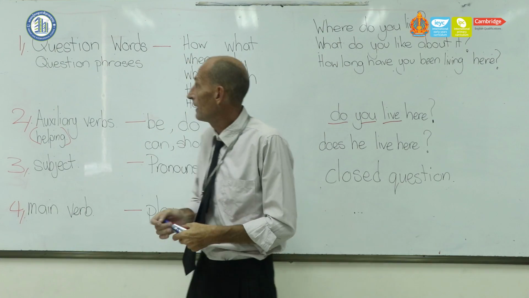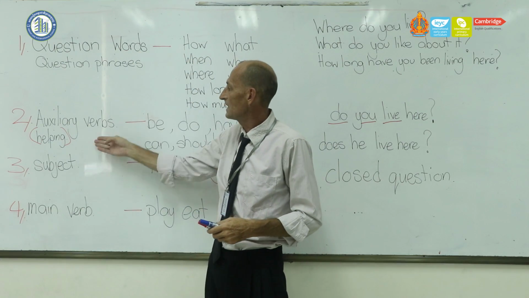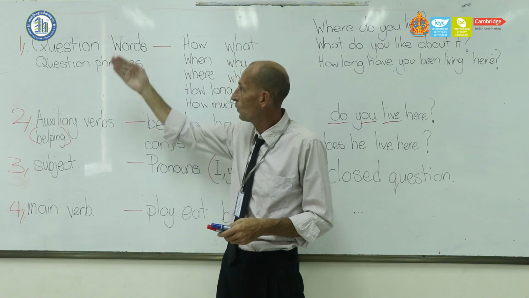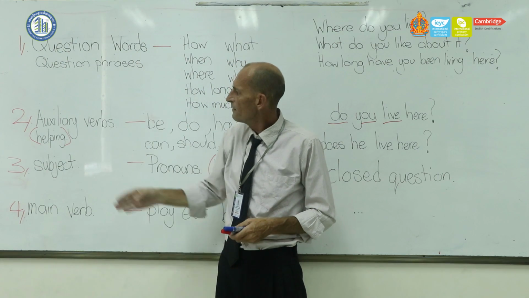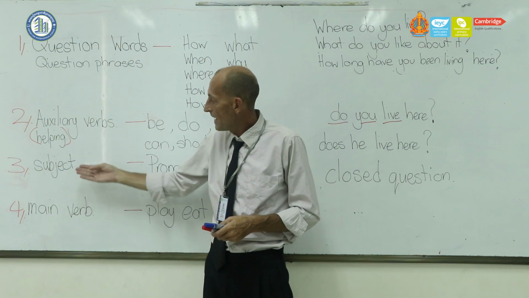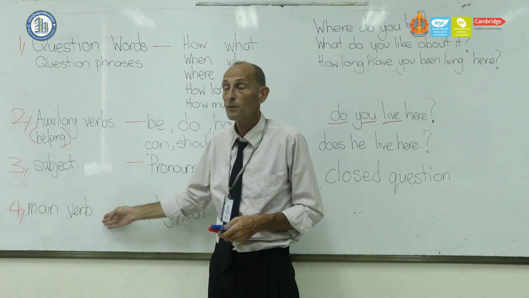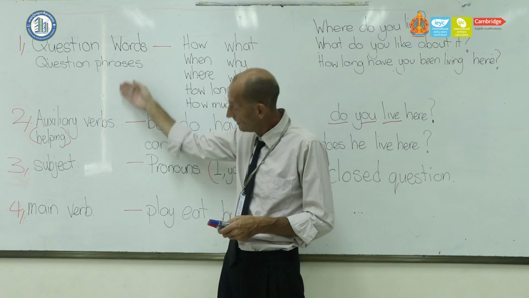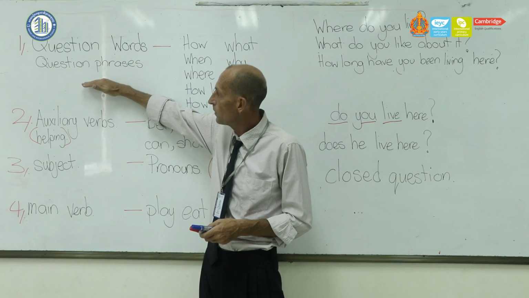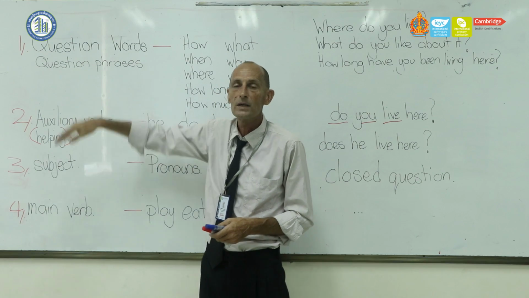So just in repeating, our questions are always in the same order. We start off with a question word or phrase, followed by auxiliary or helping verbs. Then our subject, then our main verb. Our order never changes. The only thing we might sometimes do for a closed question is leave out that question word.